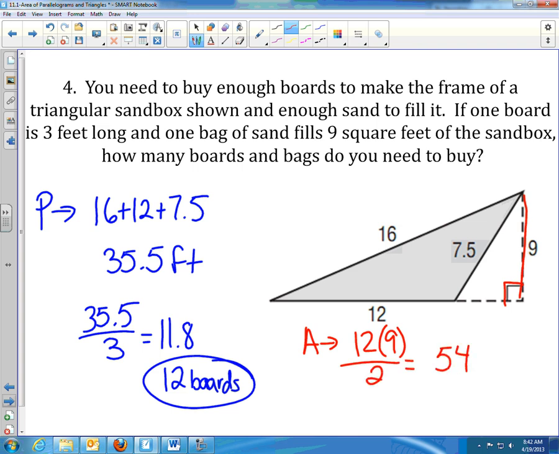We don't need 54 bags. 1 bag fills 9 of those feet. So if we take 54 and divide it by 9, we are going to get 6 bags.